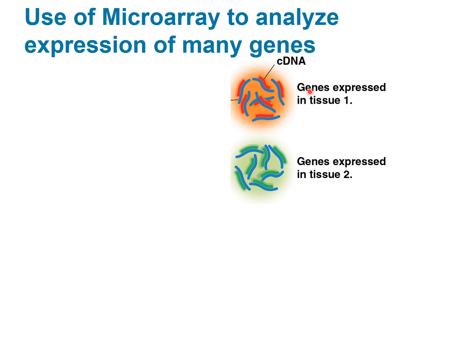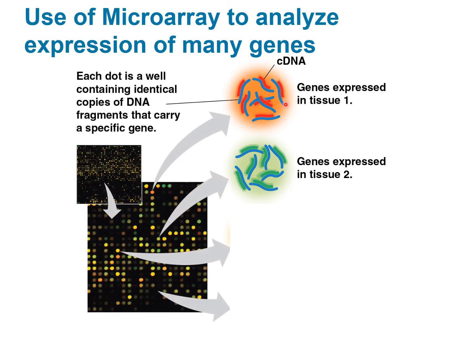We have genes that are expressed in tissue 1 labeled with a red dye, and then we have genes that are expressed in tissue 2. So these are two different tissues right here, and the genes that are expressed in tissue 2 are labeled with a green dye. So this is basically the expression of many messenger RNAs that are labeled differently.